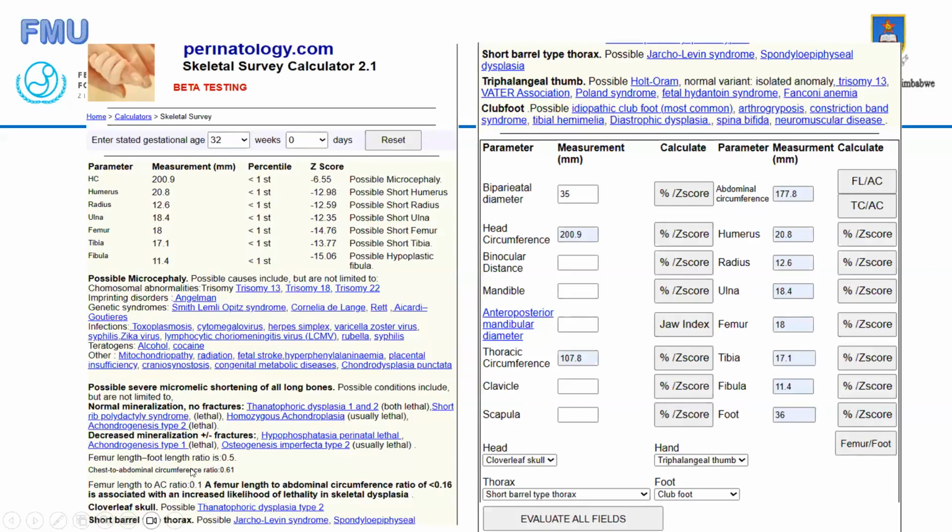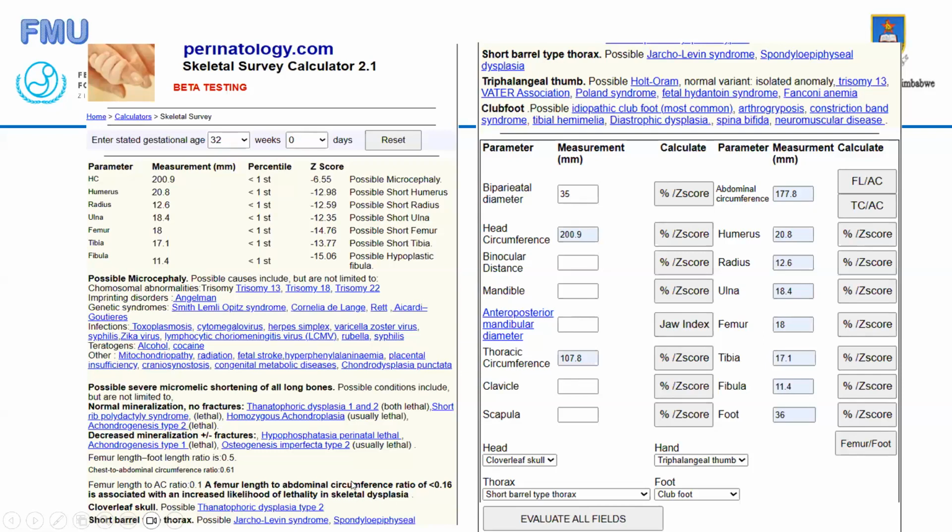You can see here the chest to abdominal circumference ratio is 0.61, which is above the 0.8 cutoff, which is acceptable to say, look, the thorax is appropriate. Then it also does calculate the femur foot length ratio, which is about 0.5 in this case, and the femur length to abdominal circumference ratio. It was 0.1. Then it goes on to say, a femur length to abdominal circumference ratio of 0.16 associates an increased likelihood of lethality in skeletal dysplasia.